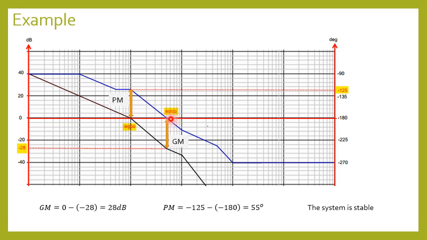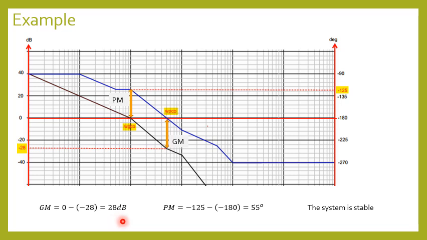Go to the magnitude plot and read the magnitude value at that frequency. You will get approximately minus 28. Substitute into the gain margin formula, which is 0 minus minus 28. Then you will get 28 dB gain margin.